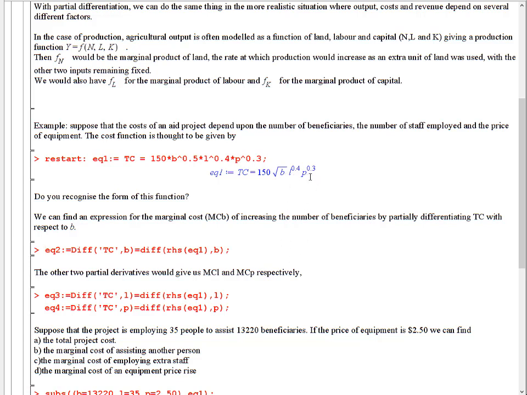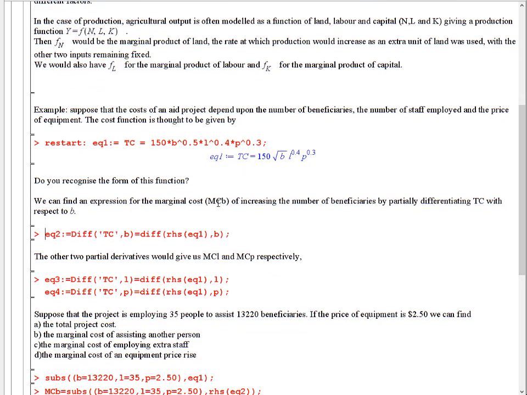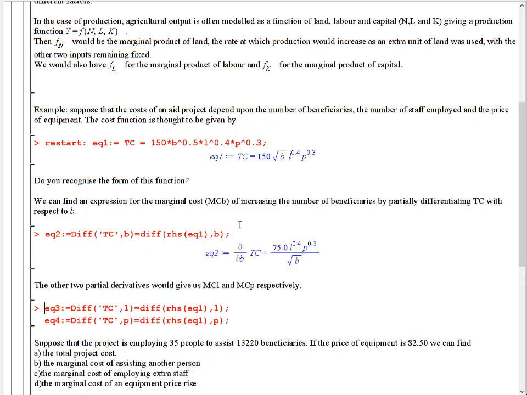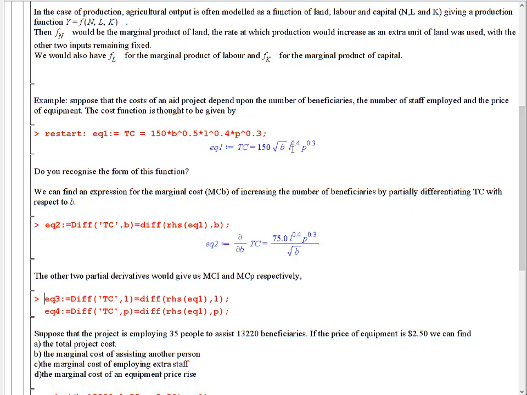So it's going to have diminishing returns to labour and diminishing returns to the price. Oh, sorry, this should say b to the power half. It's simplified. So b to the power half is diminishing returns to the beneficiary numbers. So we can find an expression for the marginal cost, MCB, of increasing the number of beneficiaries by partially differentiating this with respect to B. You should see what's happened here. Right, so you should be able to do this by hand, but it makes it slightly harder, but it shows it in this form. So this, remember, is b to the power 0.5.